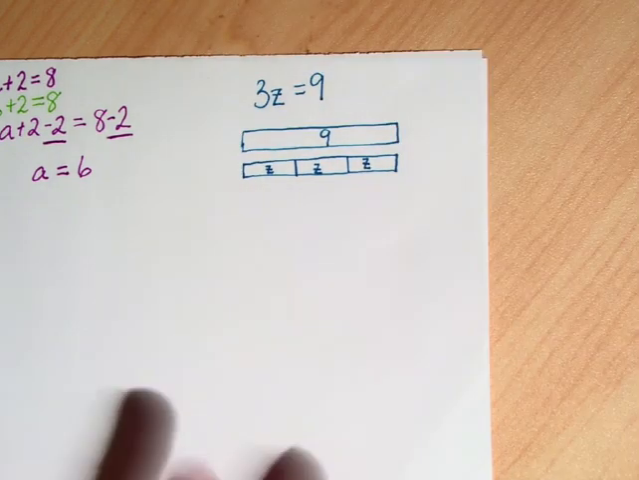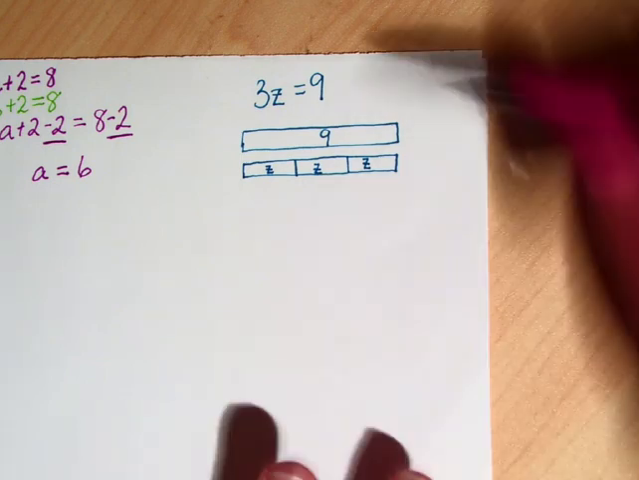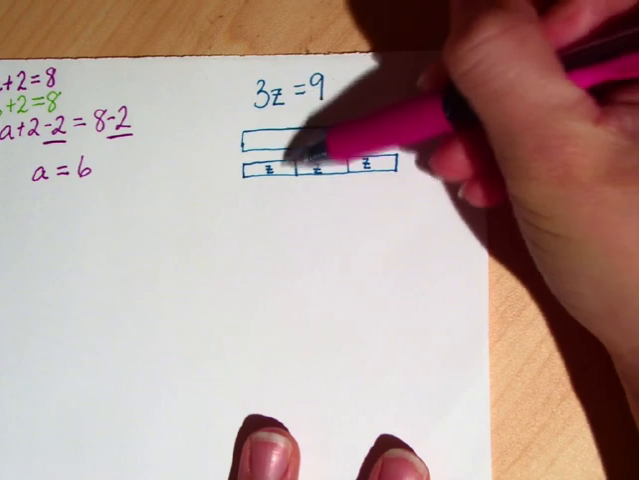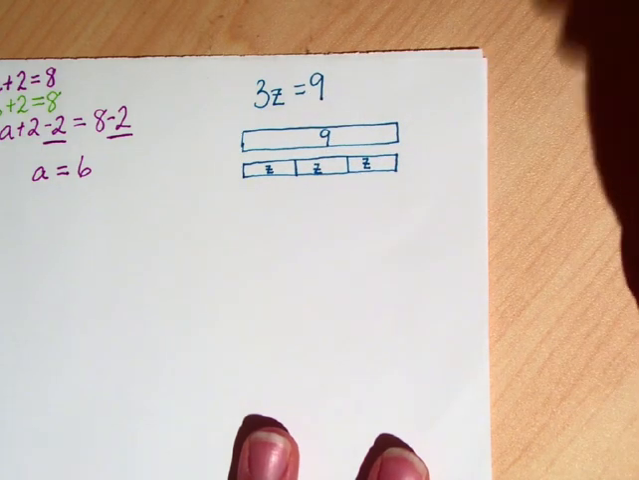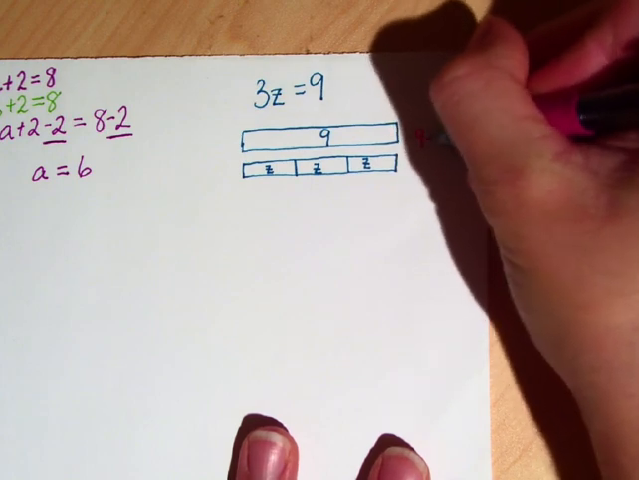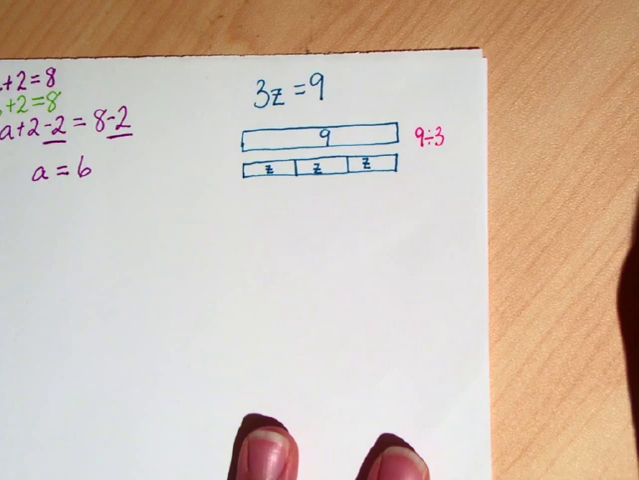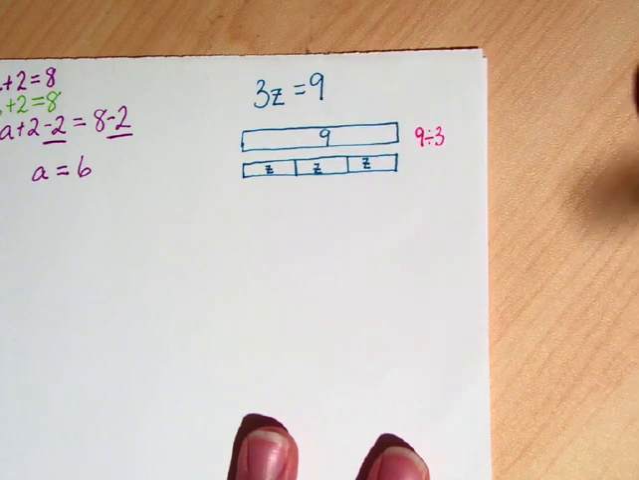Now, if I was going to divide it up, if I was going to take this 9 and I was going to split it into 3 parts, mathematically, I would be doing 9 divided by 3, because I'm dividing it into 3 places.